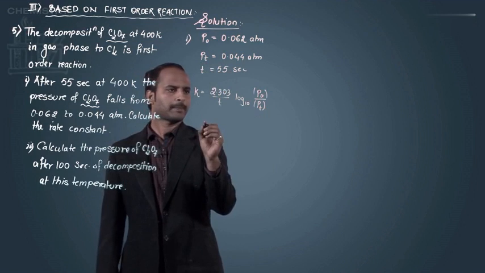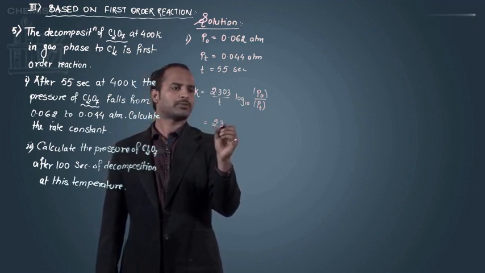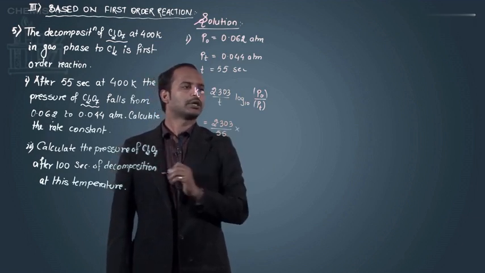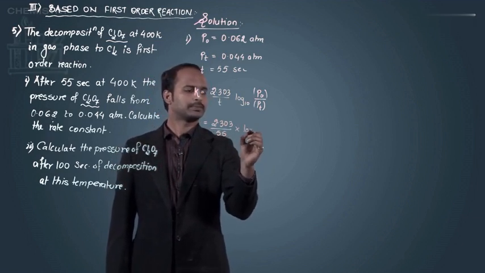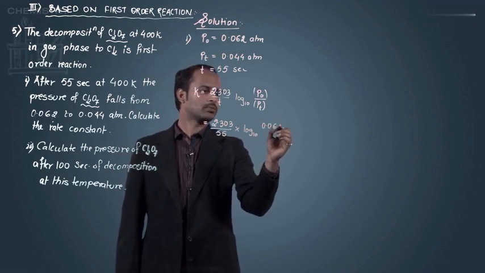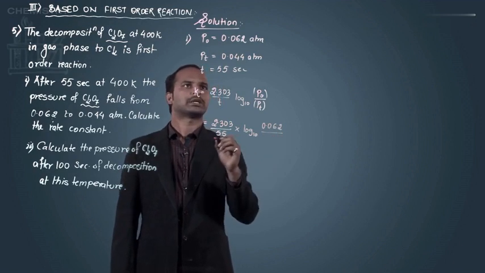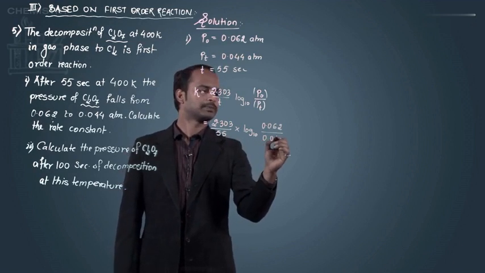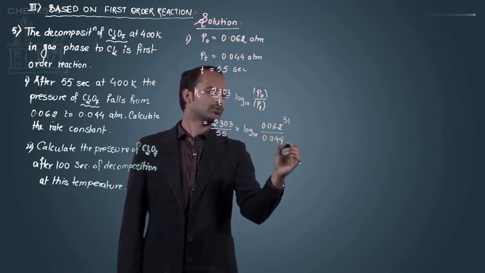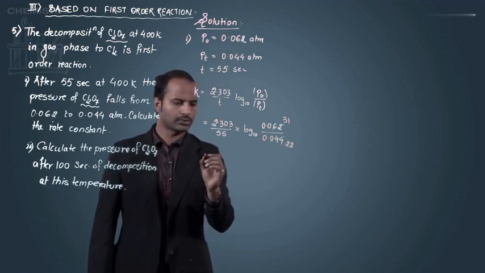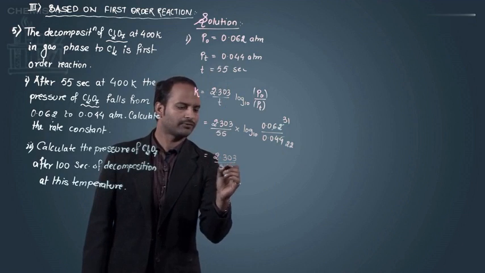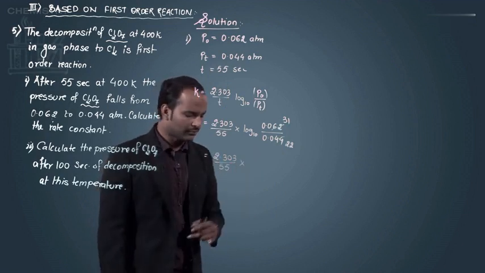So it will be 2.303 upon t, t is 55, into log to the base 10 of P naught, which is 0.062, upon PT, which is 0.044. On cancellation, you will get 31 upon 22. So it's 2.303 upon 55 into log of 31 upon 22.